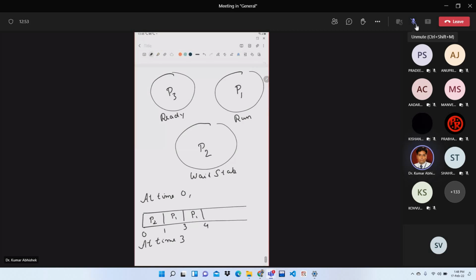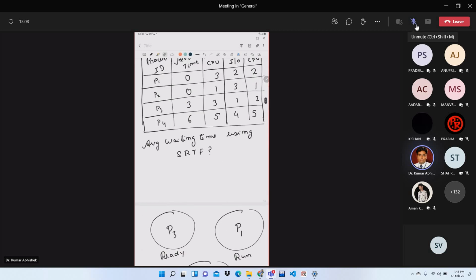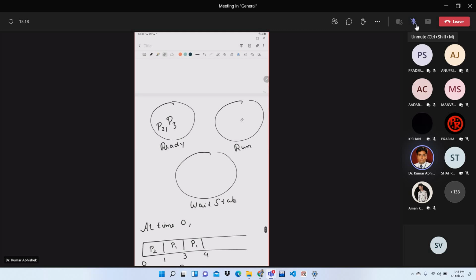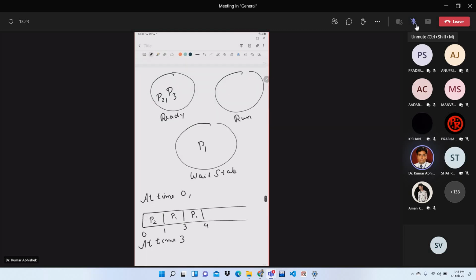Now, what happens at time 4? Has any process arrived? No. The ready queue will have two processes, P2 and P3. And P1 will go to wait state. So at time 4, this is the scenario.